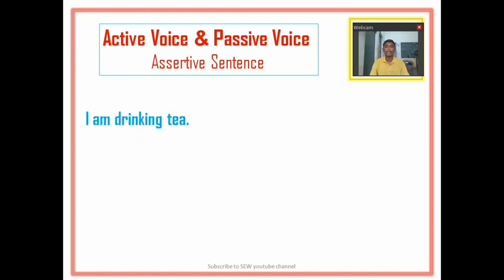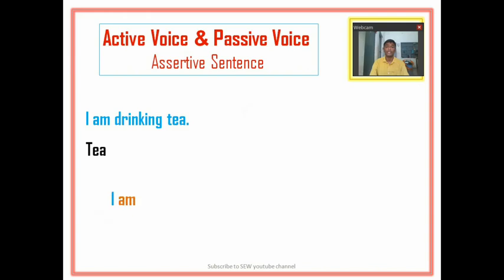Next, I am drinking tea. Sorry, I did not give colors here. No problem. I is the subject, am drinking is the verb, and tea is the object. First, the object becomes the subject. Yes, tea is the subject. So again, I am saying, here the helping verb is am because the subject is I. So we write with I am.